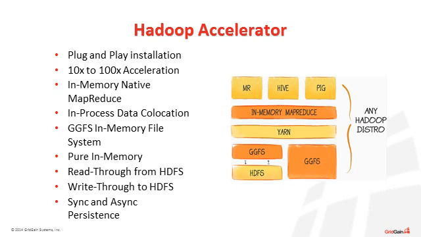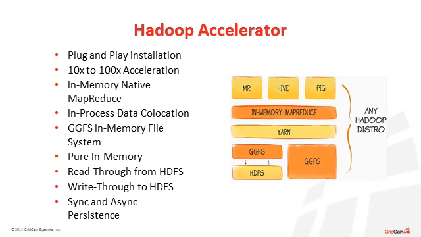What it is, it's an in-memory file system. So we call it the GridGain file system. This typically would sit on top of HDFS. It implements the same API as HDFS, in fact, so it looks like HDFS to the other Hadoop components. It just plugs in as this file system and essentially becomes an intelligent caching layer on top of HDFS.